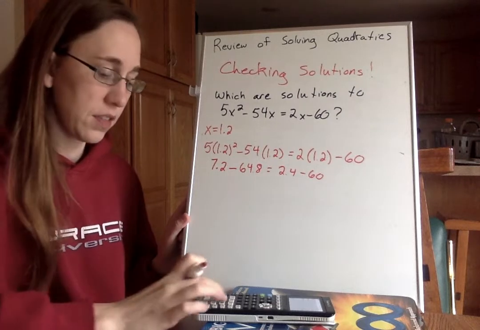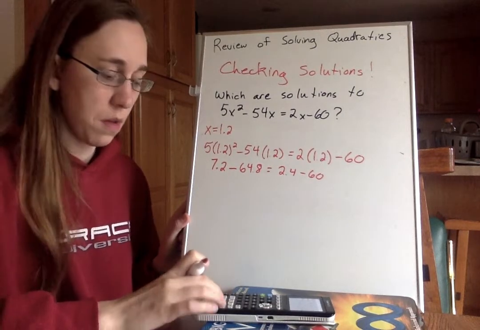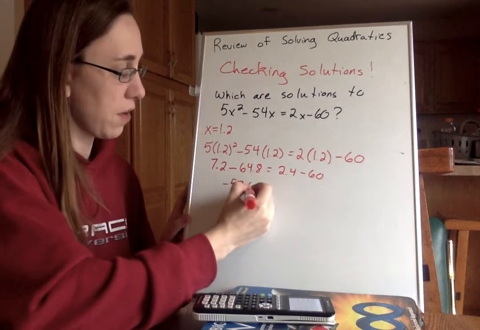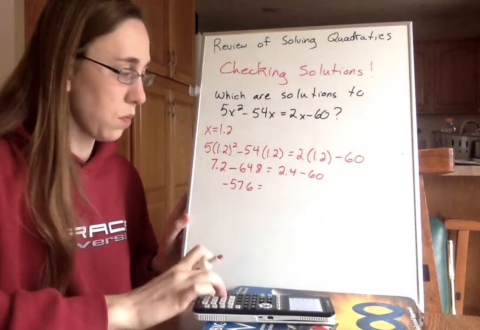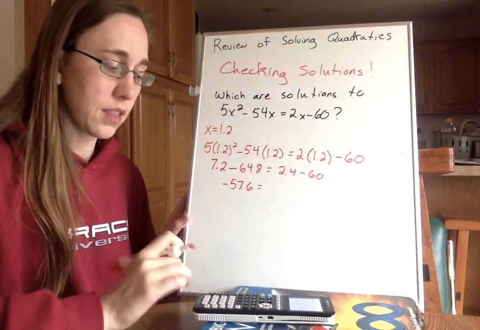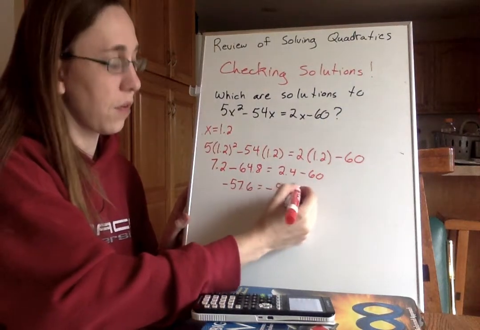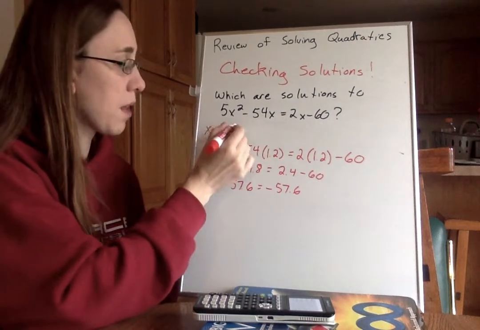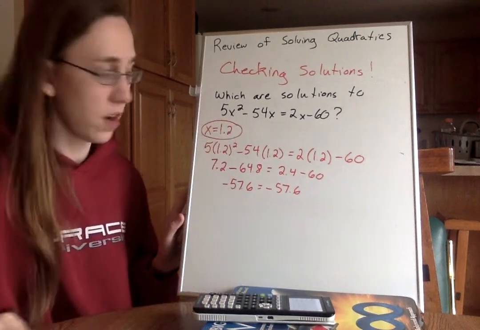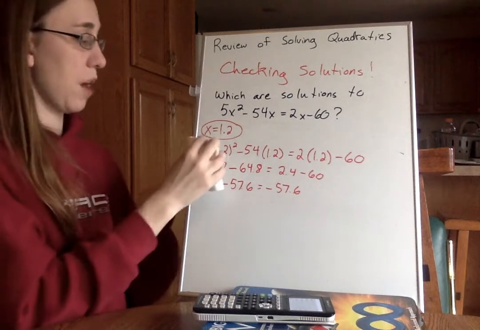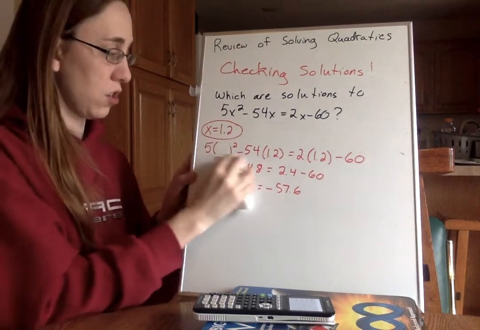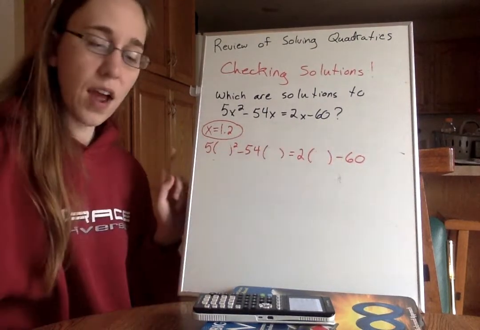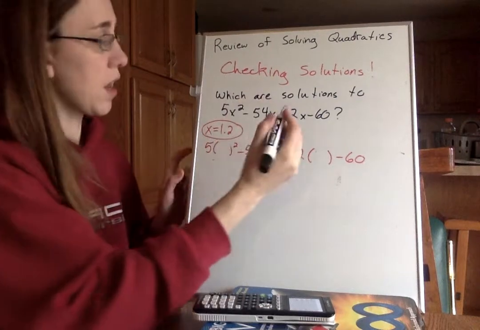So now we just have to see 7.2 minus 64.8 is negative 57.6, and then 2.4 minus 60 is negative 57.6 as well. We plugged it in, both sides were the same. That is one of our solutions. Okay, let's check a couple others. I'm just going to change the spots where we're plugging in our numbers. So now let's try negative 1.2.